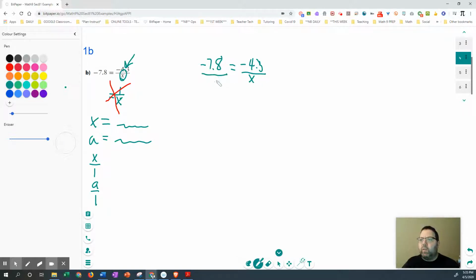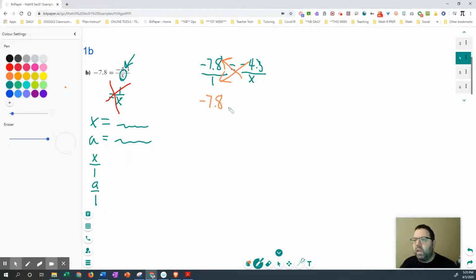Okay, now look what I'm about to do. Negative 7.8 is the same as negative 7.8 over 1. I wonder if you guys can predict what I'm about to do. Yes, I'm going to cross multiply. So what are we left with?